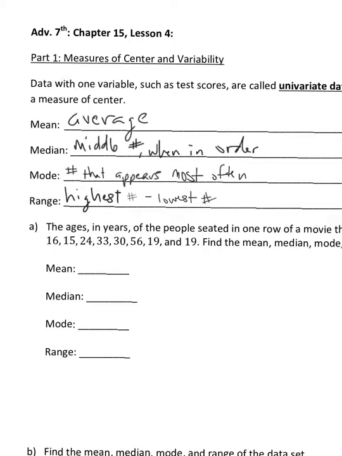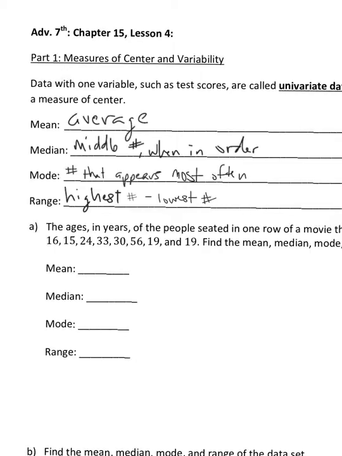Okay, so the mean is the average. You add up all the numbers and divide by the number of numbers. The median is the middle number when they're in order from least to greatest. The mode is the number that appears most often. I try to remember that: mode, M-O, and most, M-O, most often. The range is the highest number minus the lowest number.